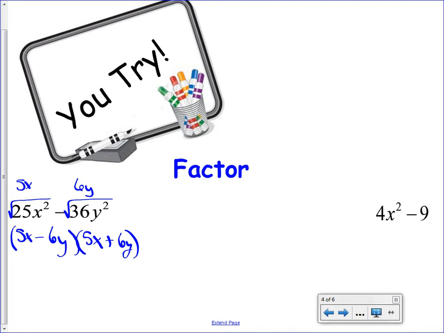When I take the square root of the first term, what do I get? Jenny? When I take the square root of the last term? Good. Austin? What do you mean?